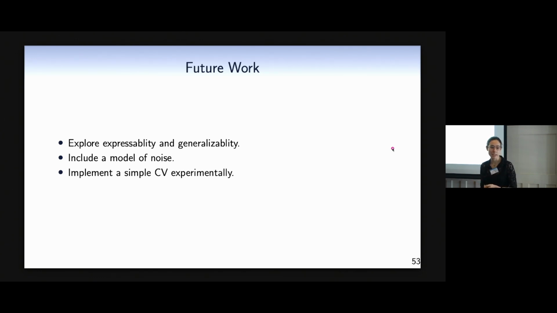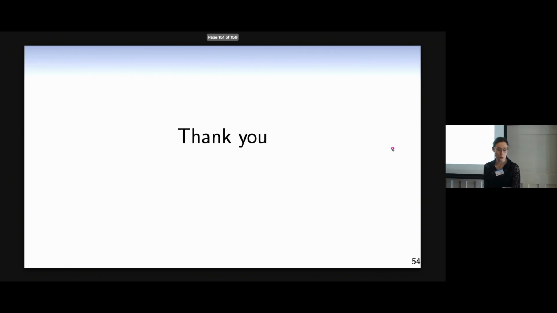Really ideally, we want to implement a simple CV kernel experimentally. If anyone has any ideas, please come talk to us. We are lacking in the experimental expertise, so we'd love to discuss ways of implementing a simple CV quantum kernel. So thanks.